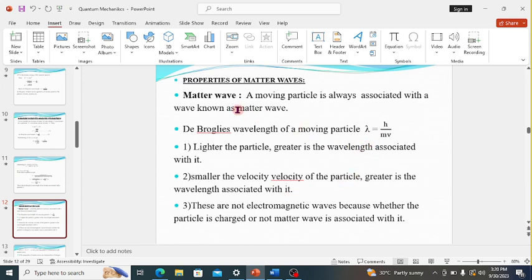Next, these matter waves are not electromagnetic waves. Electromagnetic waves means they should have charge. But matter waves can be associated with a proton, a neutron, or an electron. Electron has charge, proton has charge, but neutron doesn't have charge. But matter wave is associated with it. That's why these are not electromagnetic waves, because whether the particle is charged or not, matter wave is associated with it.